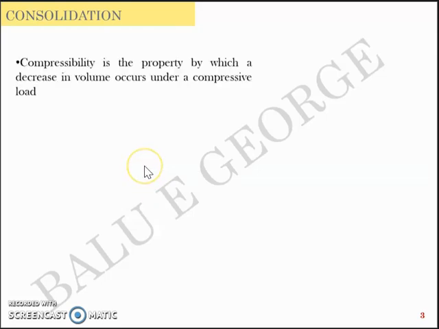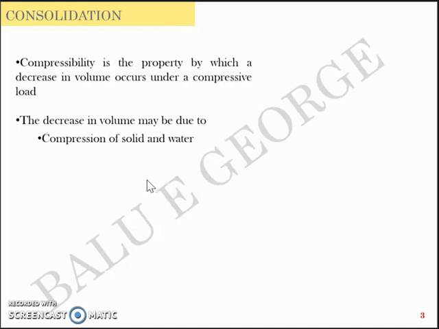The term compressibility. Compressibility is a property by which there's a decrease in volume under a compressive load. When you apply a compressive load, the material onto which this load is applied gets compressed. So this decrease in volume may be due to, number one, the compression of solid and water, or it can be due to the compression and expulsion of air, or it can be due to the expulsion of water.